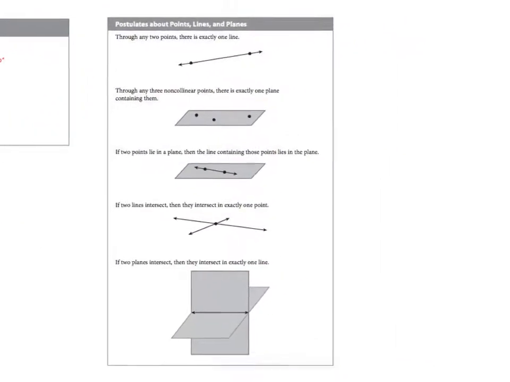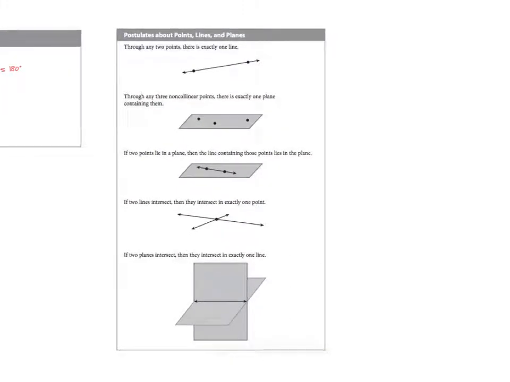Here's a few other postulates about points, lines, and planes that you could use to prove something is true. Through any 2 points, there's exactly one line. Through any 3 non-collinear points, there's exactly one plane containing them. So here's a picture for that. If 2 points lie in a plane, then the line containing those points also lies in the plane. If two lines intersect, which means cross, they intersect at exactly 1 point. And if two planes intersect, then they intersect in exactly one line.